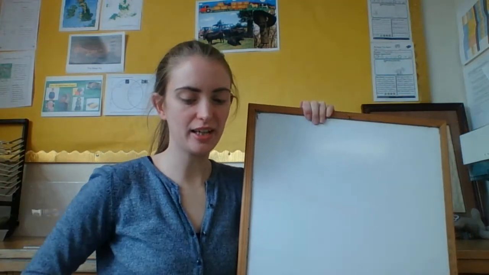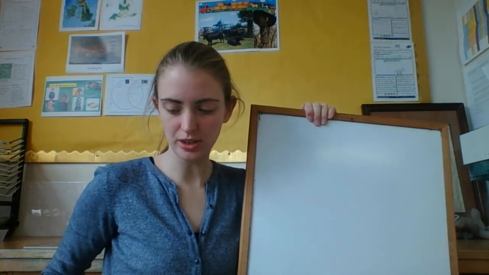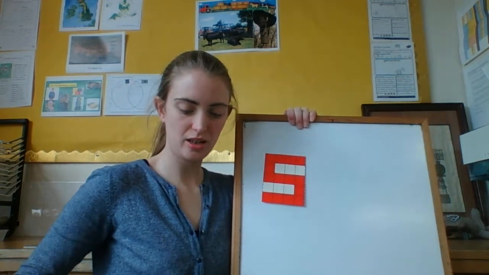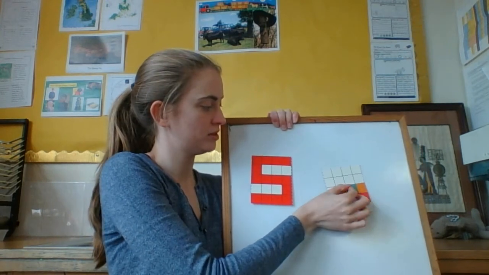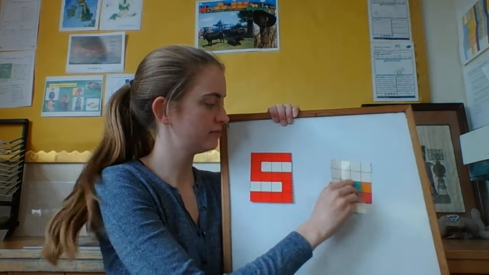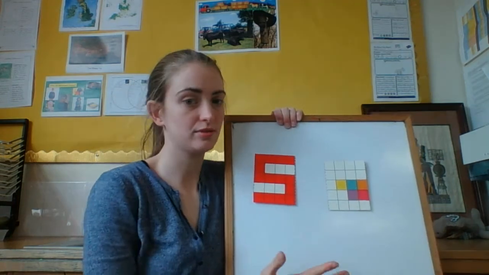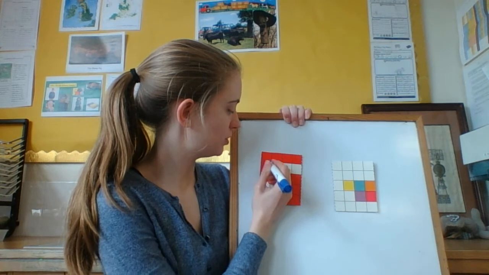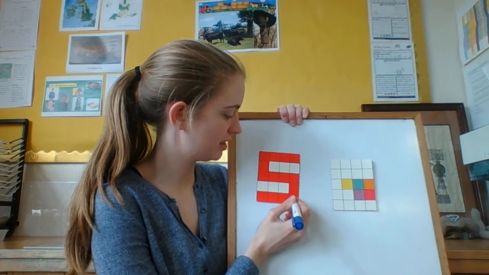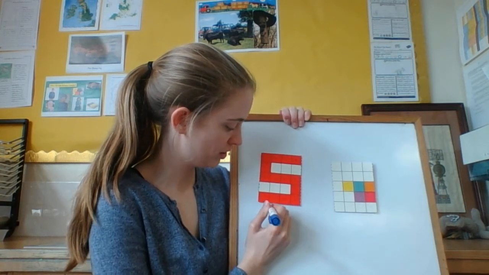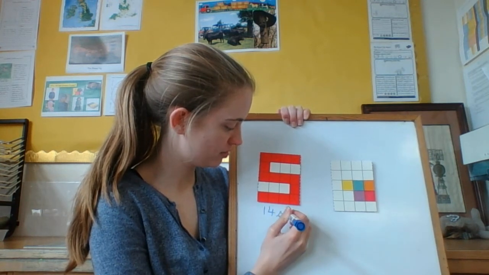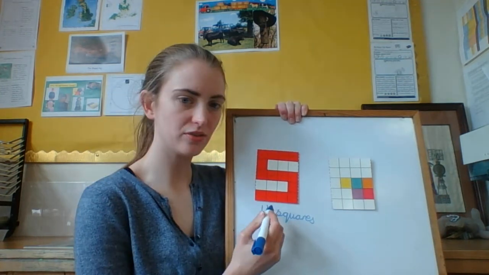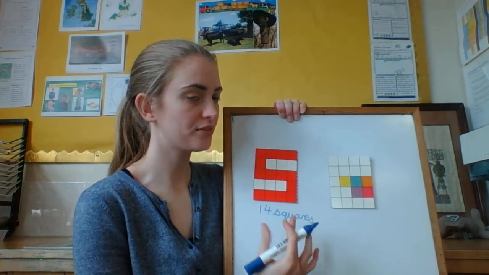So, we're comparing area today. So to start off with, we're going to look at this rectilinear shape and this rectilinear shape. So when we're comparing area, the first thing we need to do is find out what the area of each one is. So 1, 2, 3, 4, 5, 6, 7, 8, 9, 10, 11, 12, 13, 14. 14 squares, remembering to add on my units. And I've done a dot for each one I've covered so that I know that I've counted it.